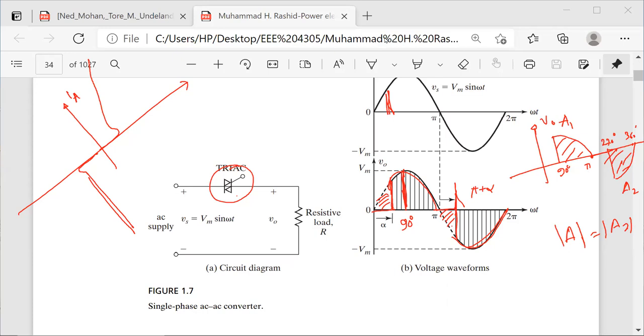You got my point? You will lose this area. This area will be lost. That is why this way you are controlling the speed of the fan. The speed is directly related to the RMS value. The speed of the ceiling fan is related to the RMS value. So if you are deleting this area and this area, your RMS value will be the same or it will be reduced. It will be reduced, right?